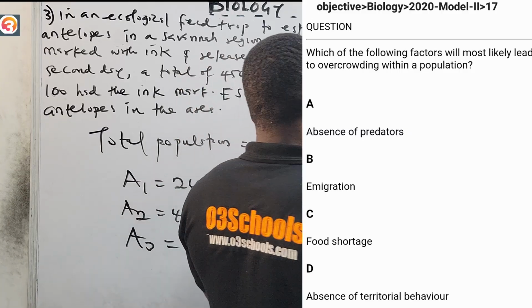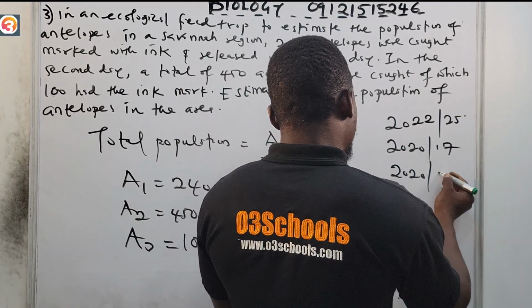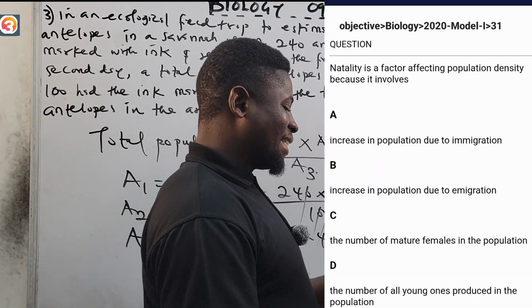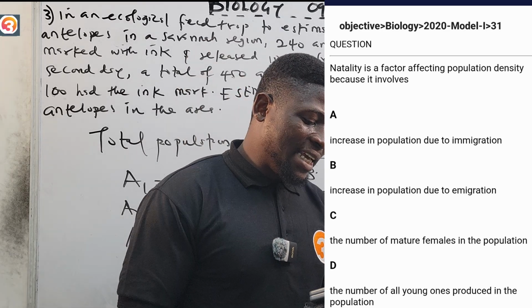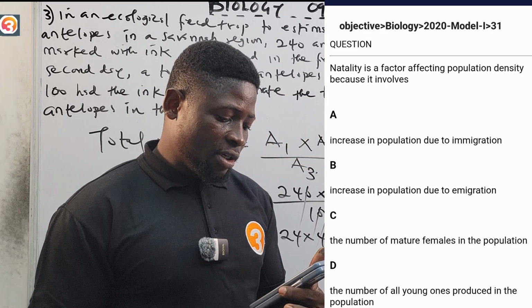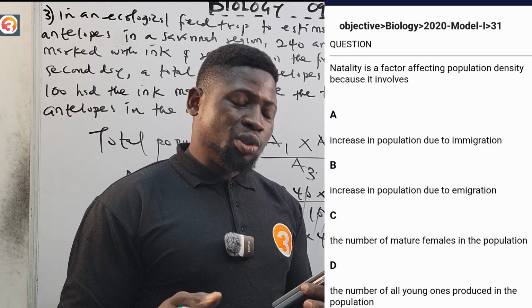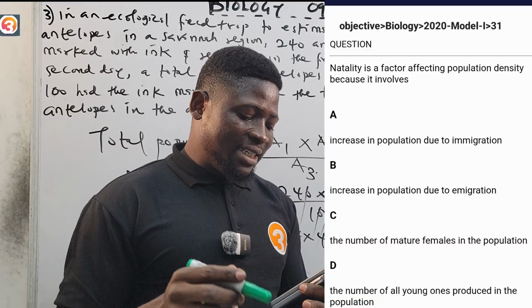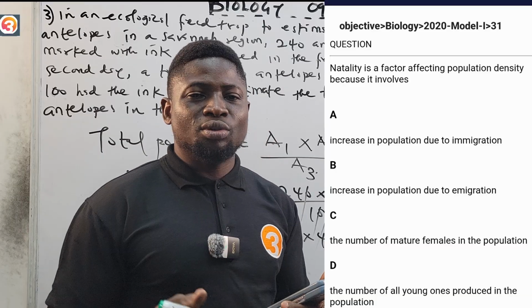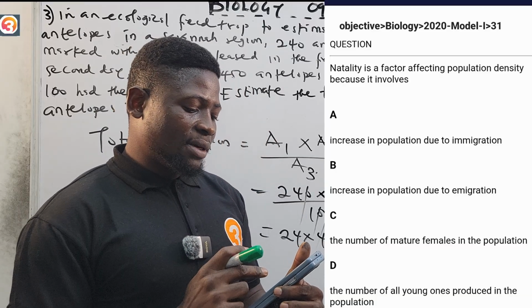Now, 2020 also. Number 31, it says, natality is a factor affecting population density because it involves, A says increase in population due to immigration. B says increase in population due to emigration. C says the number of mature females in the population. D says the number of all young ones produced in the population. Tell me the correct answer in the comment section.